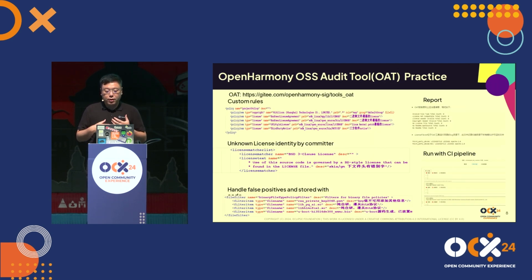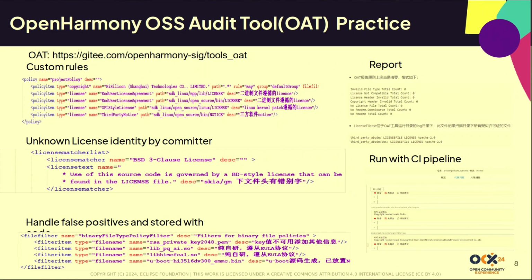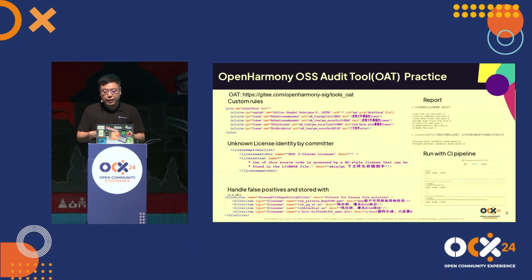So we developed a tool named OSS Audit Tool, in short OAT. It is an automatic review tool for OpenHarmony. It can automatically scan the code based on custom rules of license and copyright, identify the code that does not comply with the rules, and generate a scan report. It provides highly customizable license matching rules. If some license type cannot be recognized by the default rules of OAT, the repository committers can identify it manually and configure these matching rules, so OAT can know everything.